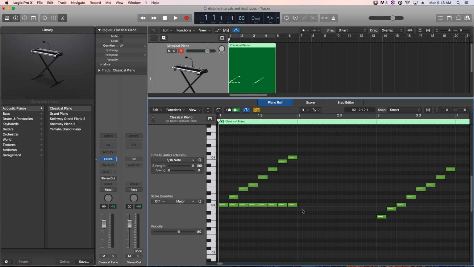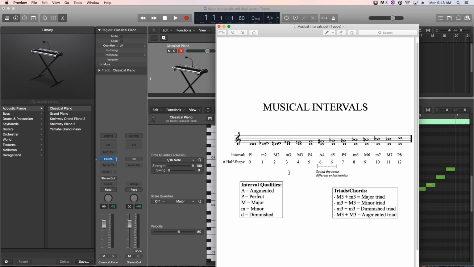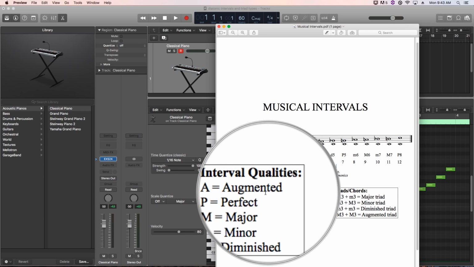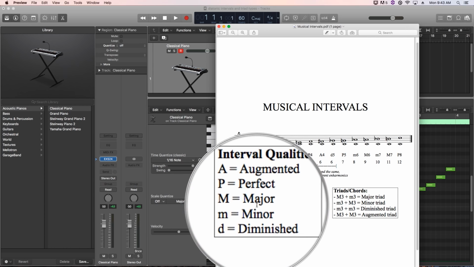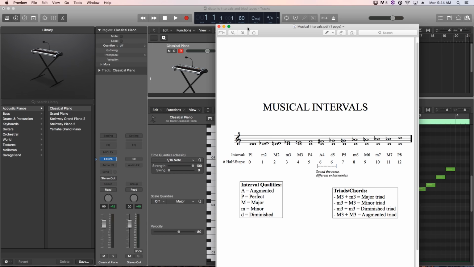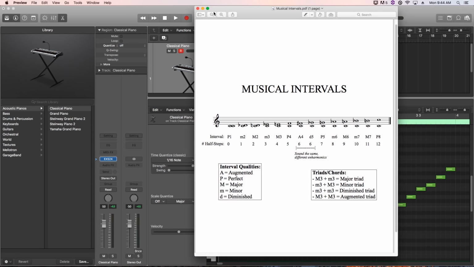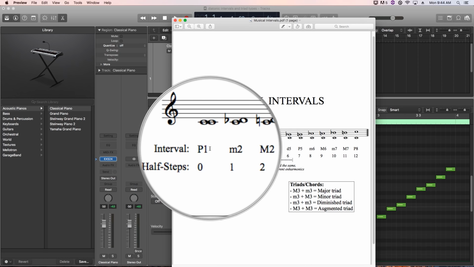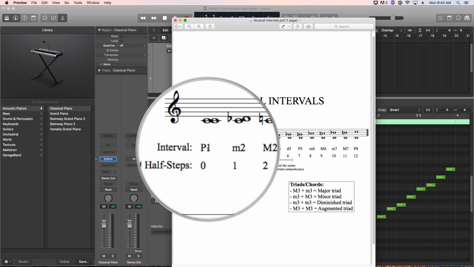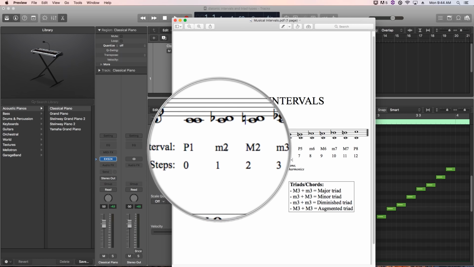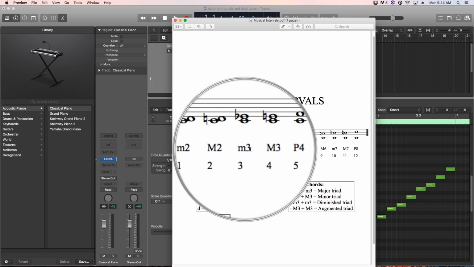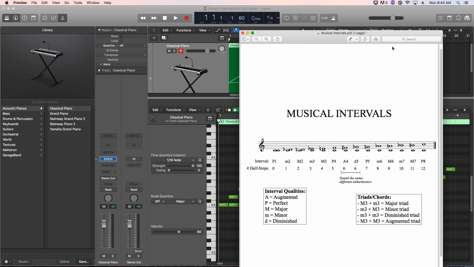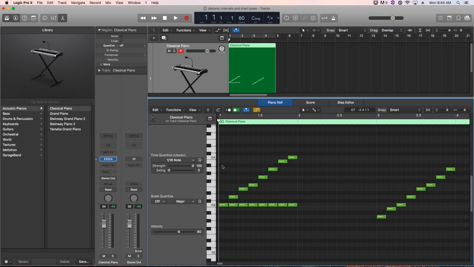Now, one thing that we're not really going to get into in this video is naming the qualities of the intervals. As you can see from this chart, which is much more complicated, we talk about augmented, perfect, major, minor, and diminished interval qualities. All intervals have a number, which is the distance, and then the qualities, like perfect unison, minor second, major second, minor third, major third. We're going to ignore the quality part just for today, and just refer to them by the number.